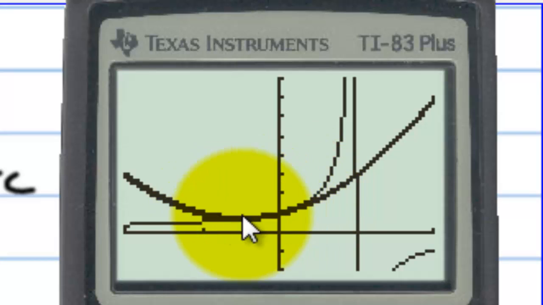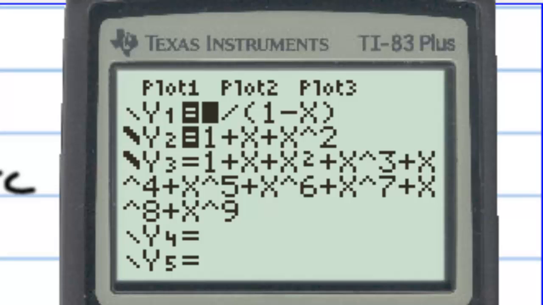You can see that the approximation is good from -1, and then it starts to fail before we get to 1. It starts to become bad. And actually, on the first function, x cannot be 1 because that would make the denominator 0. Let's go back to y equals. Let's turn off the second function, and we'll turn on the one that I've taken all the way out to the 9th degree, to the 9th power.